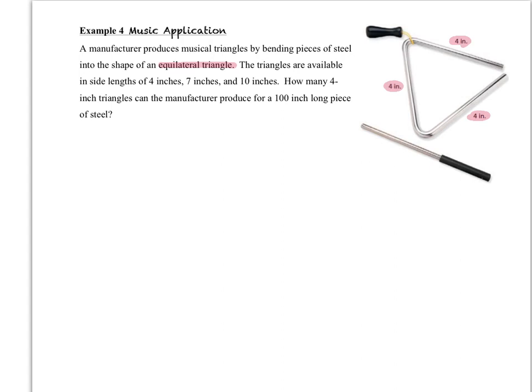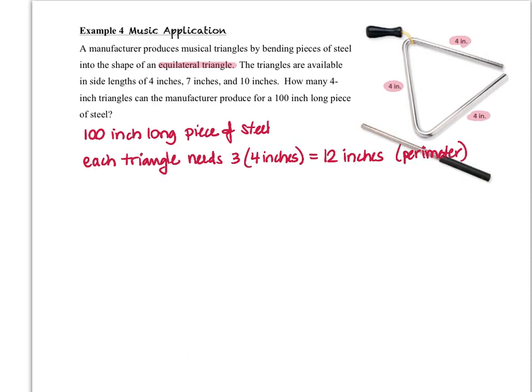We want to know how many 4-inch triangles can the manufacturer produce for a 100-inch long piece of steel. So in total we have a 100-inch long piece of steel. Each of the 4-inch triangles needs 3 times 4 or 12 inches to create the triangle, and that is the perimeter of the 4-inch equilateral triangle, 12 inches. So what we need to do is take the 100 inches and divide by 12 inches, giving us the number of triangles, which turns out to be 8 1/3.